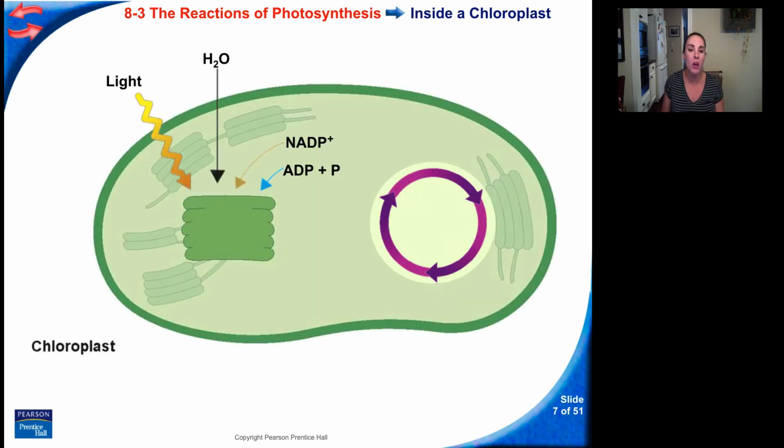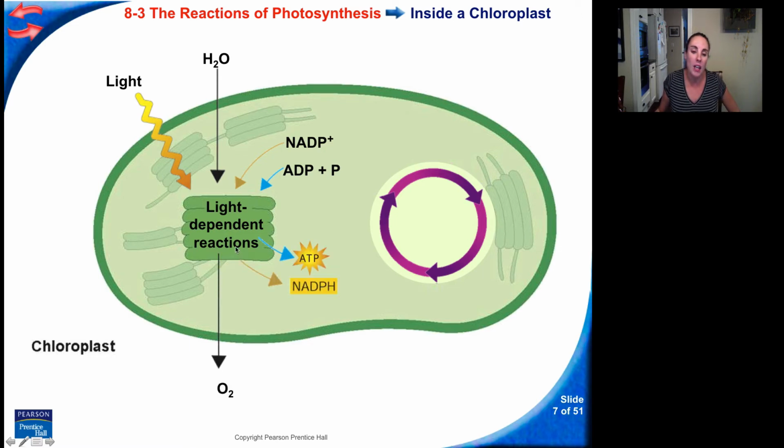So if we look at the overview, this is the picture that I want you really to memorize. This is the most important thing. This is the overview of both the light-dependent and the light-independent reactions. So in the light-dependent reactions, we have light and water, along with NADP+ and ADP, coming into the light-dependent reactions, which take place in the thylakoids. And the products are ATP, NADPH, and oxygen, which is released. So in comes light and water, and we're producing ATP, NADPH, which is an electron carrier, and oxygen.